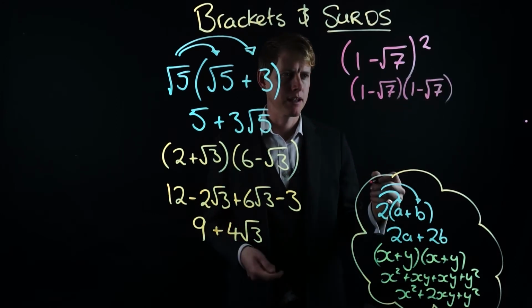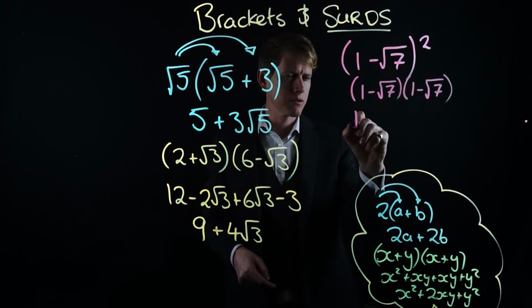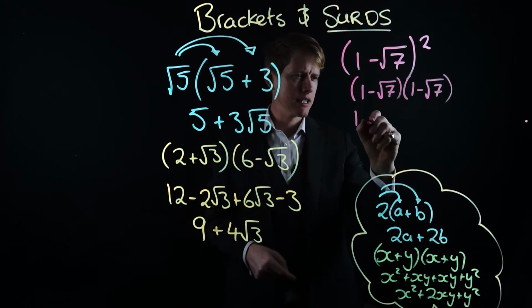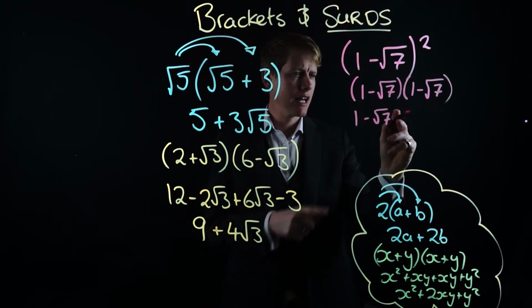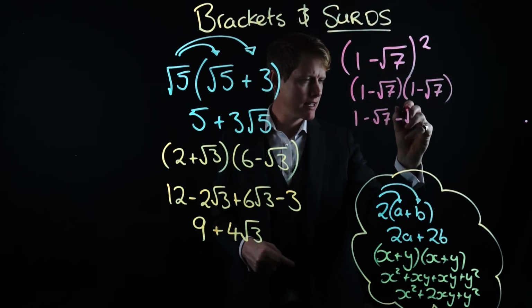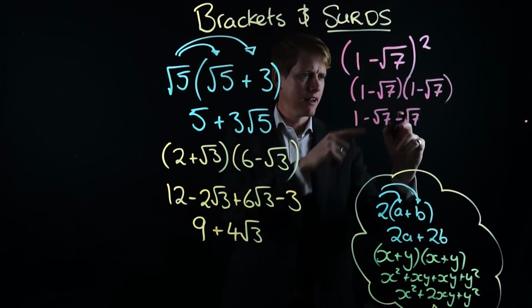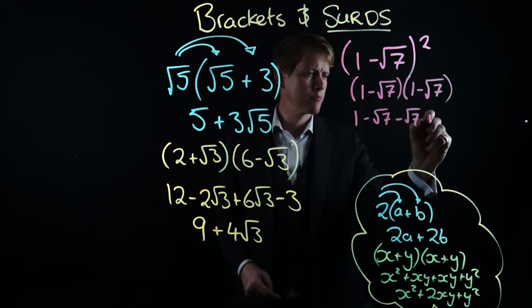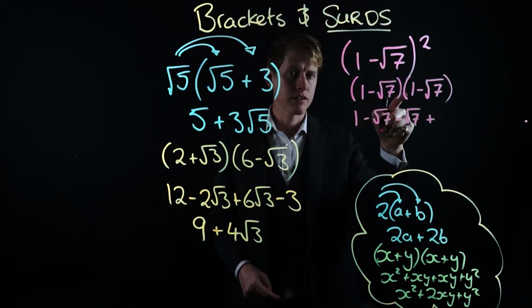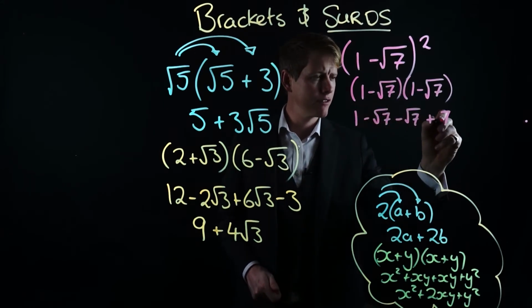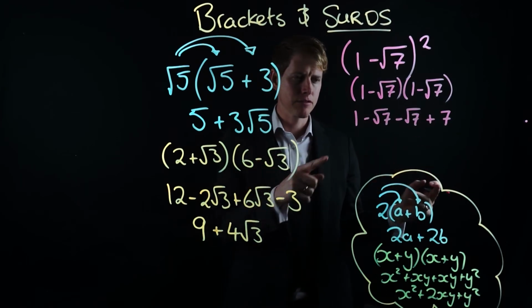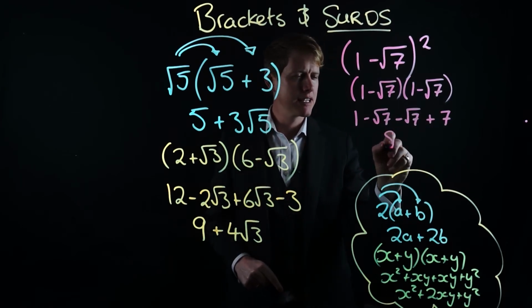And now we can expand and simplify. Firsts, 1 times 1 is 1. Outsides is negative root of 7. Insides is negative root of 7. And lasts, negative times a negative is a positive. Root of 7 multiplied by root of 7 is 7. So now I can simplify. 1 plus 7 is 8.